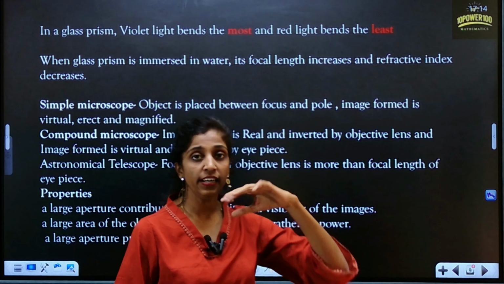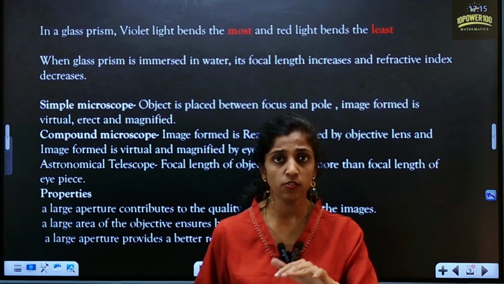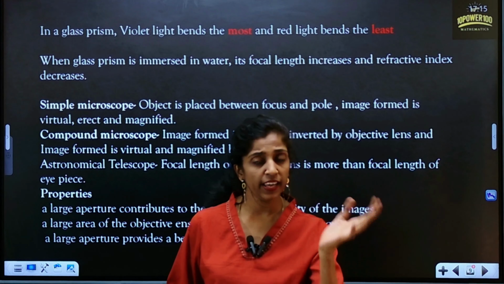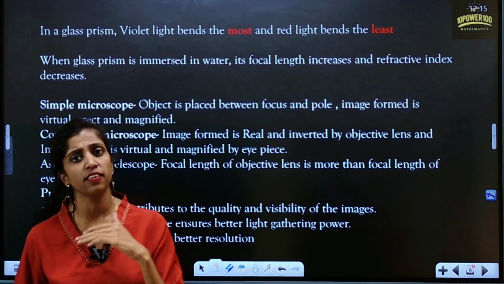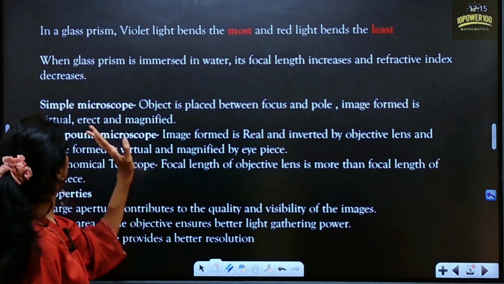Whereas in violet light, what happens? The wavelength is less, so the bending is more. But in the case of red light, the wavelength is more. That's the reason the bending is least. Okay, so this is one point you have to remember.